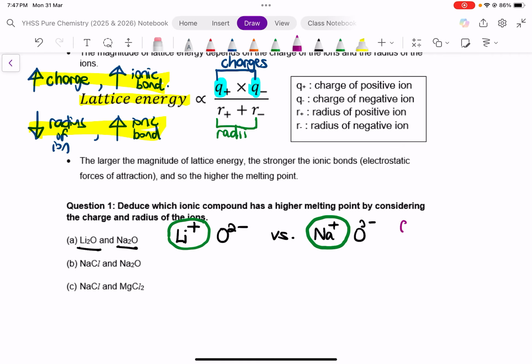So what can you say about lithium versus sodium? The charge is the same. Both have a 1 plus charge. However, in terms of radius, the lithium ion, Li plus, will have a smaller radius.